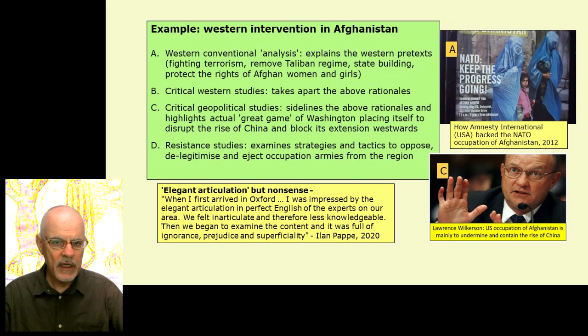Now, in the Western conventional analysis, which is still put out, for example, including by NGOs such as Amnesty International, which has become very closely tied to the US State Department, at least the liberal version of that State Department, this analysis explains Western pretexts. Well, the occupation, the NATO groups, the US occupation is there to fight terrorism, to remove a Taliban regime, to engage in state building, to protect the rights of Afghan women and girls, it's said these days. So Amnesty International, some years ago, backed that NATO occupation of Afghanistan with billboards saying to NATO, keep the progress going, this pretext that somehow or other the occupation was there for the rights of Afghan women and girls.